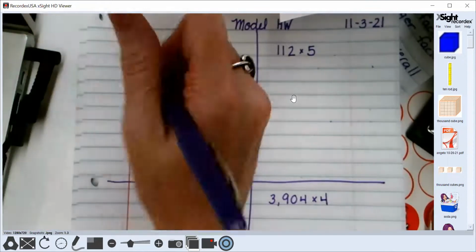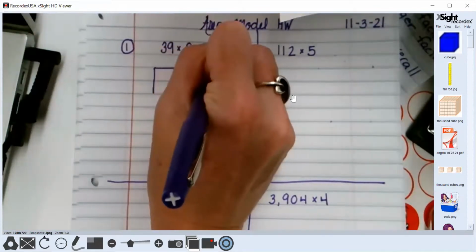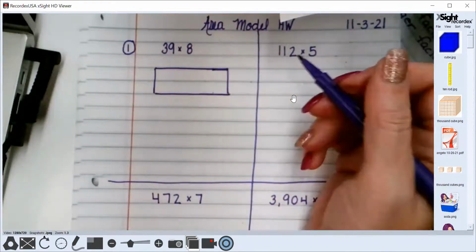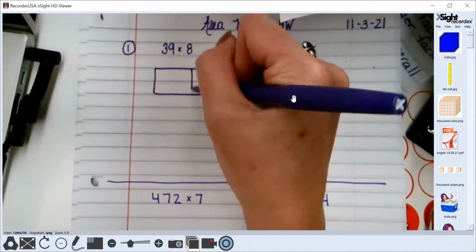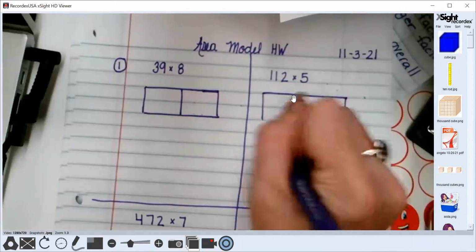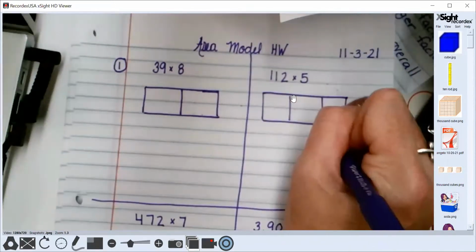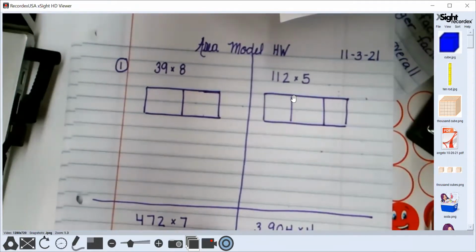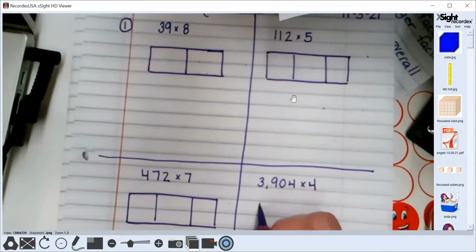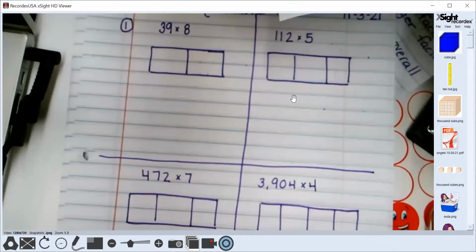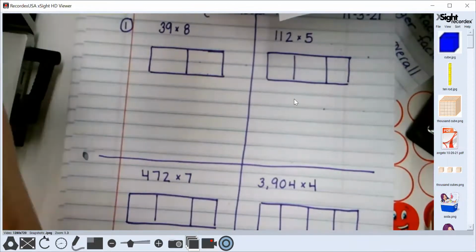Remember, step 1 is to draw your box and then break it apart into how many pieces your largest factor has, how many place values your largest factor has. 39 has 2, it's 2 pieces. 112 has 3, so I break it into 3 pieces. 3 place values, 3 pieces. 472, 3 pieces. 3,904, 4 pieces. All right, that is the homework for tonight.